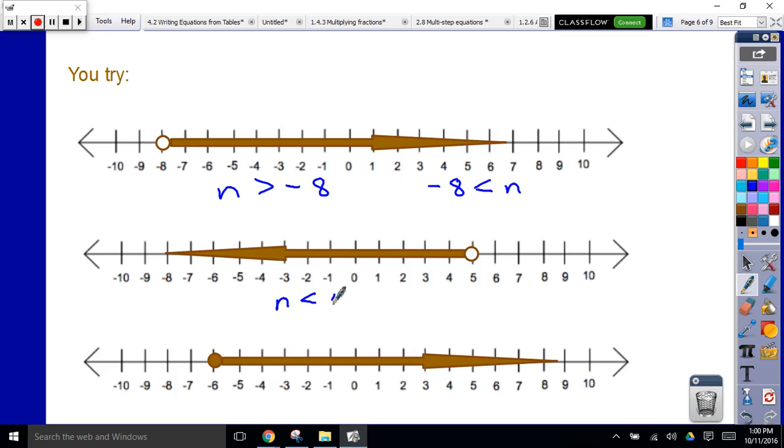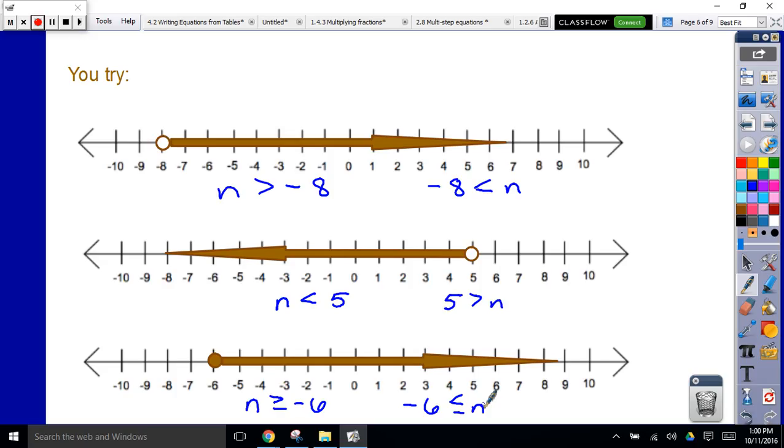Second one, Garrett. n is less than 5. How else could I write that, Garrett? Good. And the last one, Hart. n is greater than or equal to -6. Good. What's the other way we could write it? -6 is less than or equal to n. Okay, nice job. Any questions about this? Nope, it's easy.